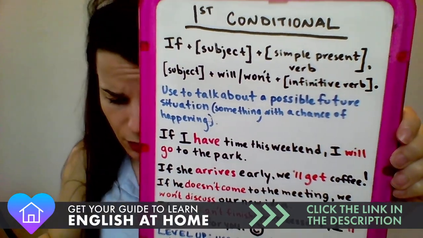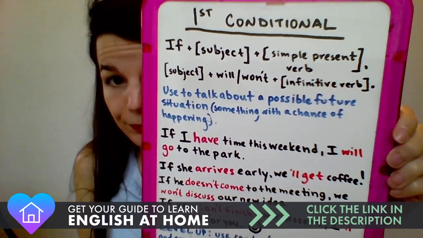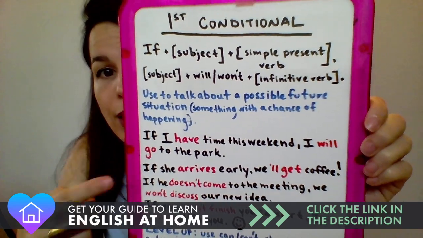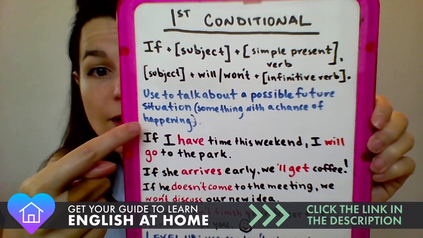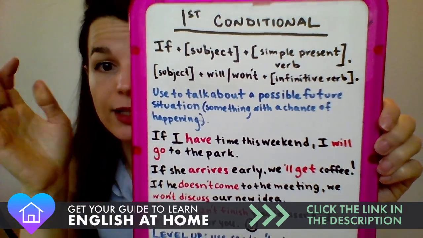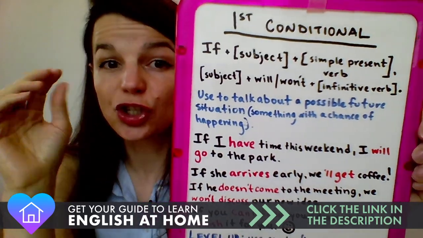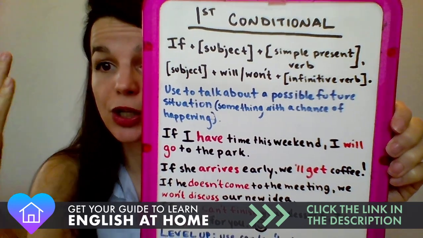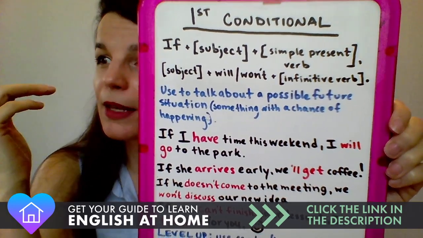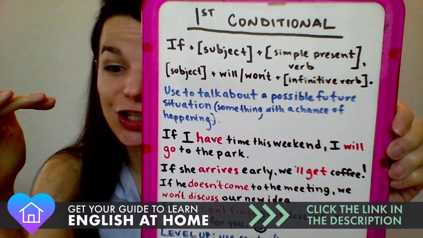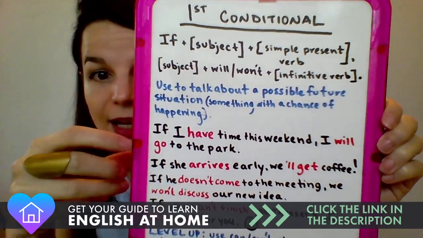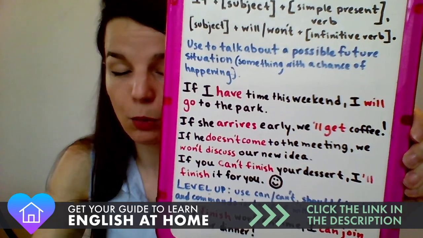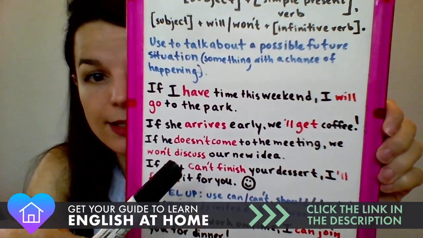So what do we use the first conditional for? This is in blue here. We use the first conditional to talk about a possible future situation. So there's something that has a chance of happening. We use the first conditional to describe that. And it's something that has a pretty good chance of happening as well. So let's look at some examples of this, and let's break down what's happening in each of these example sentences.